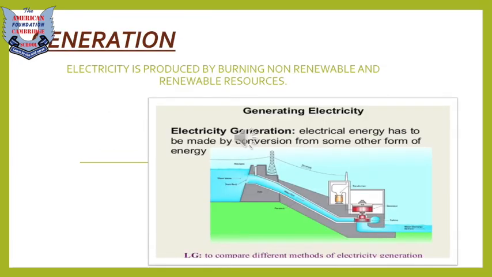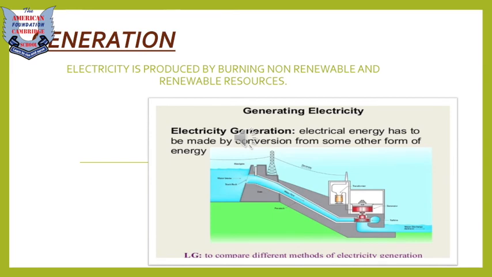Generation. Electricity is produced by burning non-renewable and renewable resources. What are non-renewable resources? Non-renewable resources are the resources which cannot be recycled back, while the renewable resources can be recycled back. For example, the non-renewable resources include coal, gas, or oil. Once we burn them, we cannot get them back, while the renewable resources include wind, water, or solar power, which we can get any time.